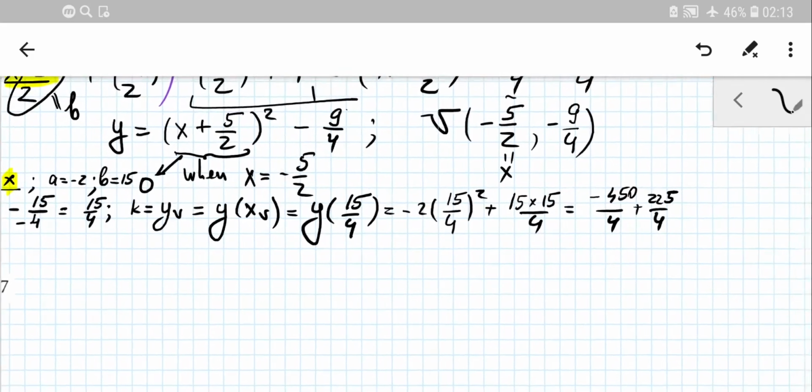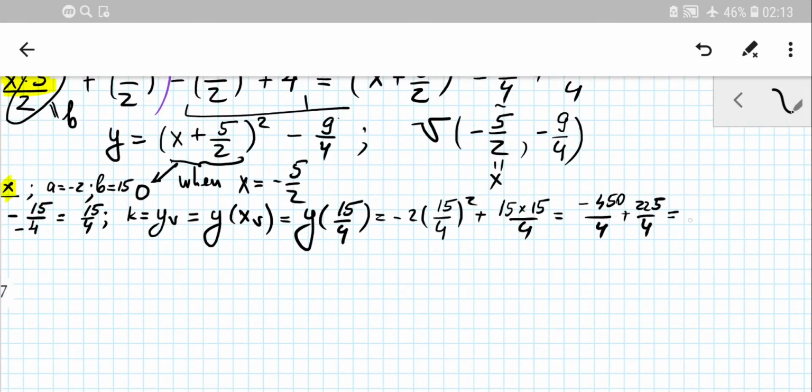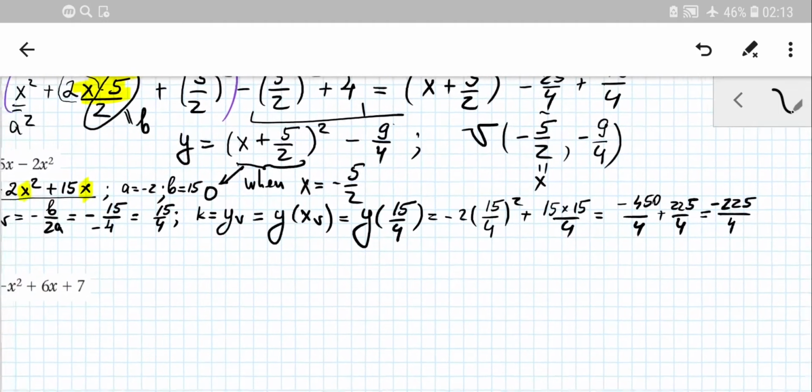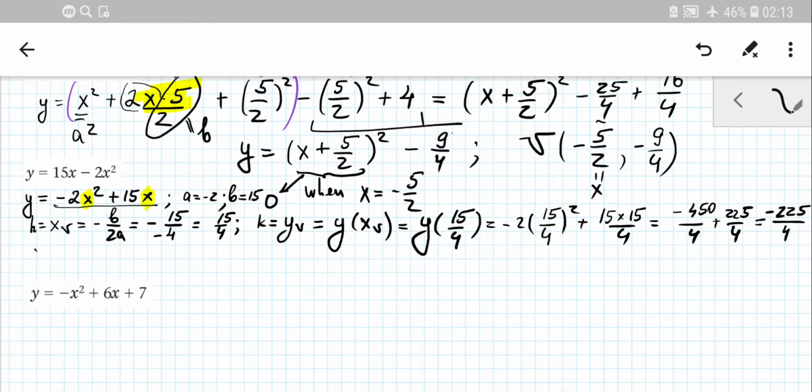We'll get some decimal, but okay, we'll leave it as a fractional number. 225 with a negative sign over 4. That's my result. That's the y vertex. So we've got the y vertex, which is equal to negative 225/4. Okay, and that stays for k.